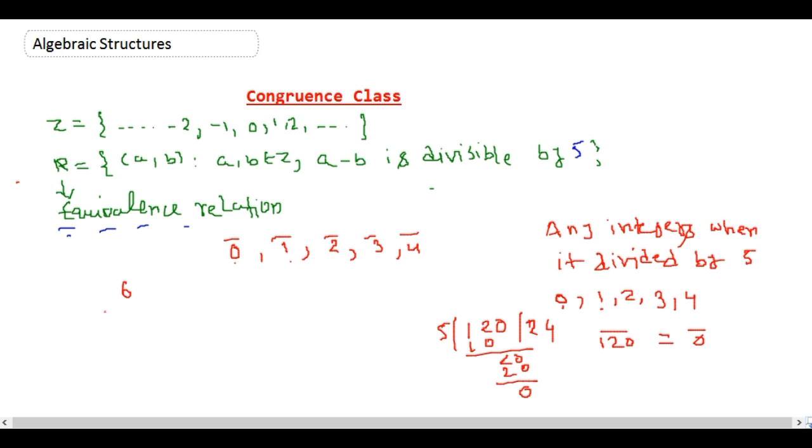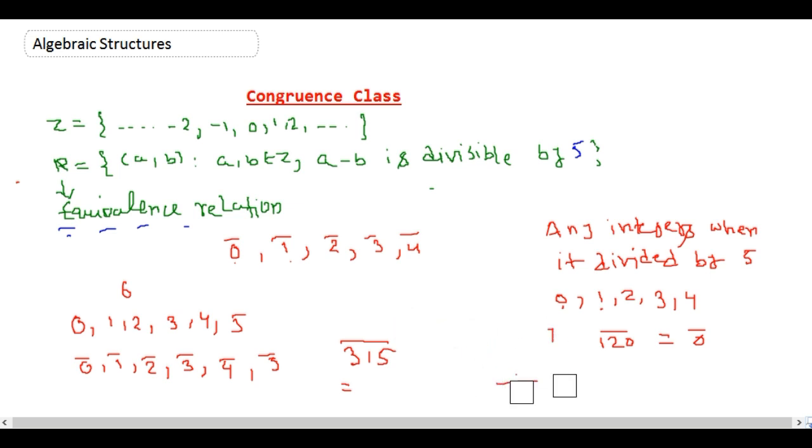For 6, if I divide any integer by 6, how many remainders will we get? Obviously 6 remainders: 0, 1, 2, 3, 4, 5. From those remainders we get six distinct equivalence classes: 0 bar, 1 bar, 2 bar, 3 bar, 4 bar, 5 bar. Suppose we have 315. Then 315 bar will be the same as the class of the remainder when 315 is divided by 6. Dividing 315 by 6, we get the remainder 3, so 315 bar is the same as 3 bar.